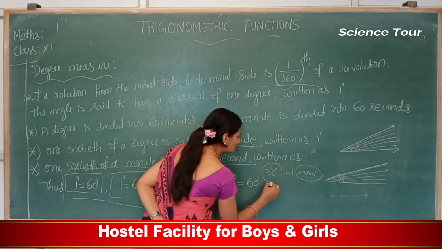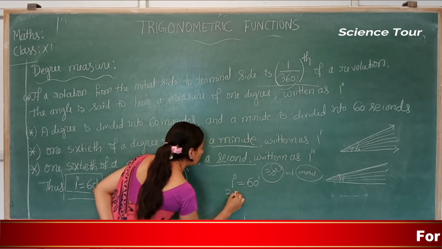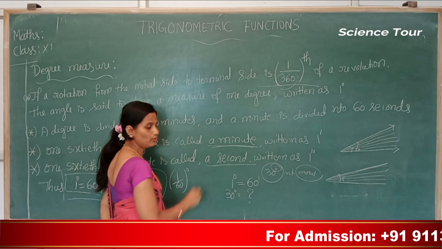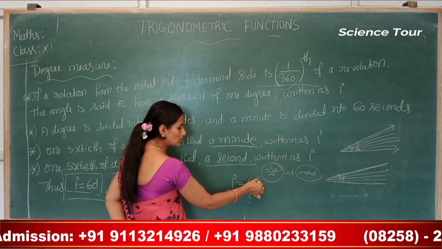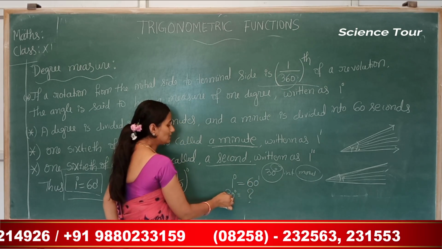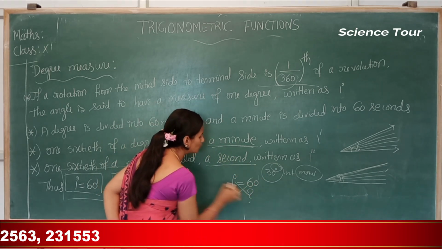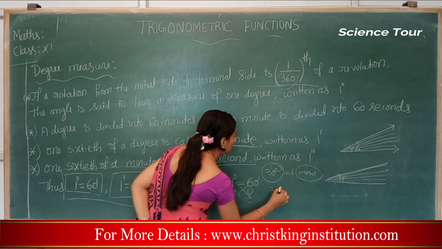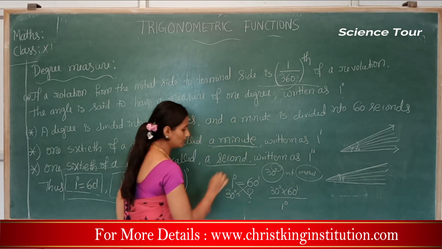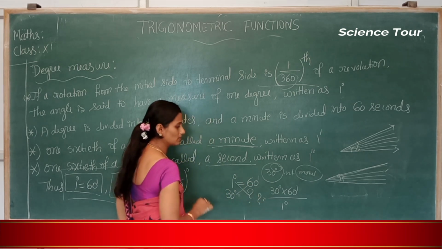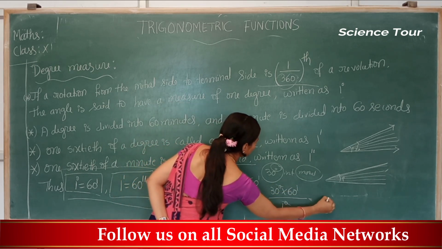30 degree is equal to how many minutes? You know, 1 degree is equal to 60 minutes. So 30 degrees is equal to how many minutes? Cross multiplication, right? So 30 degree into 60 minutes divided by 1 degree into question mark. So this degree and this degree unit cancels. So now what is left is minute.